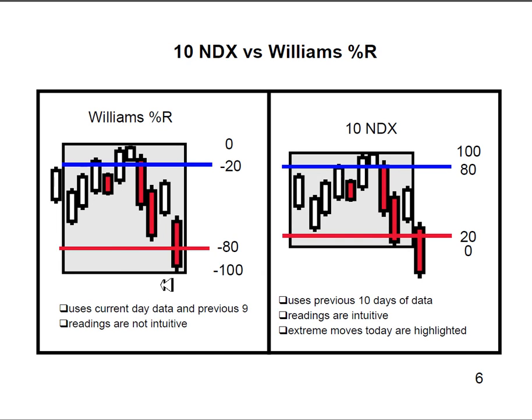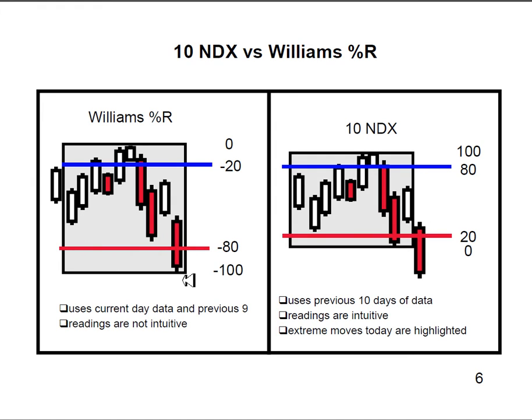The first one, it's not really a problem, but it isn't as definitive as it could be. It uses current day data and the previous 9 days of data to come up with a 10-day Williams percent R. So if I had this particular price pattern on daily candlesticks, I would have 1, 2, 3, 4, 5, 6, 7, 8, 9, 10. So I'm going from day 0 to day -9.